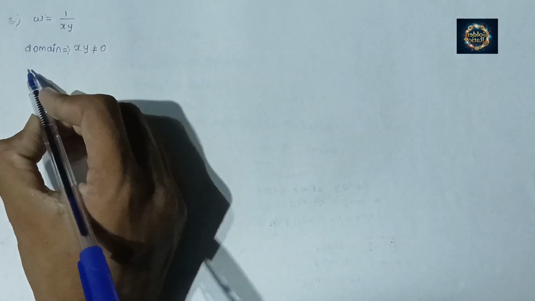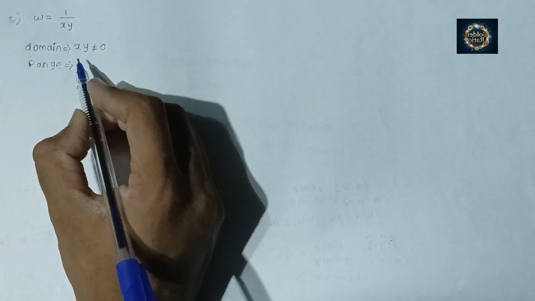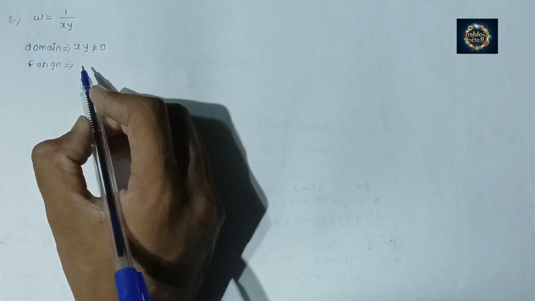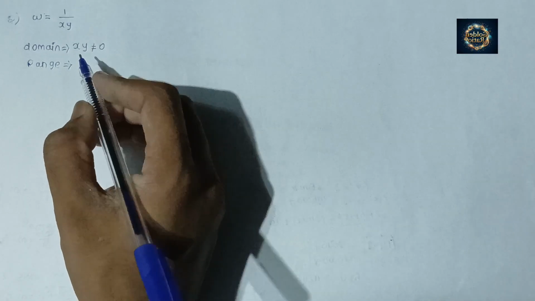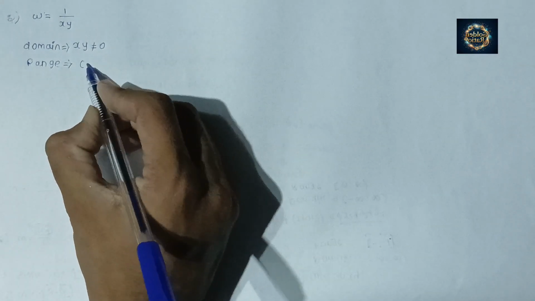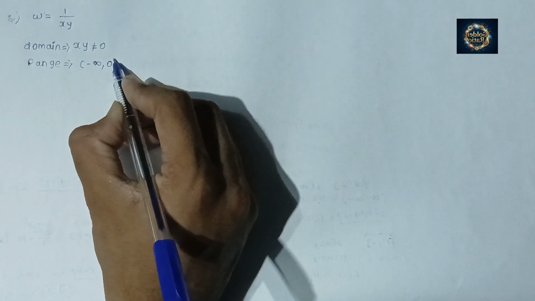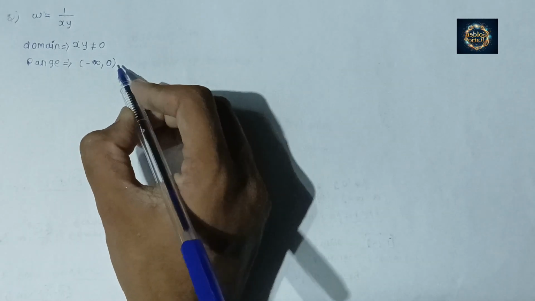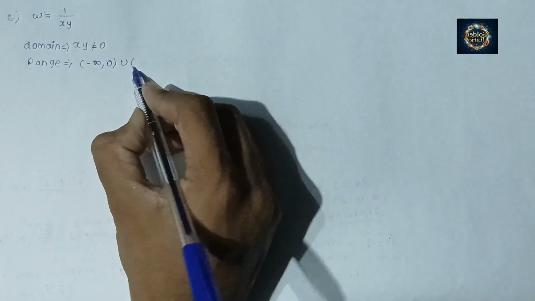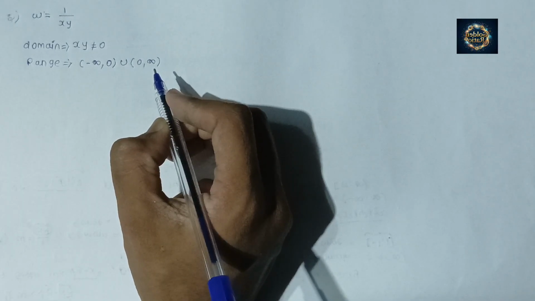Now for the range, what will we get? Since the product x into y is not equal to 0, we won't get 0 as the answer. Except 0, we will get all possible numbers on the real line. So we can define the range as from negative infinity till 0, where 0 is not included. Not only the negative numbers, we may also get the positive numbers, so we denote a union here, from 0 to infinity, where 0 is also not included. So that is the domain and range.